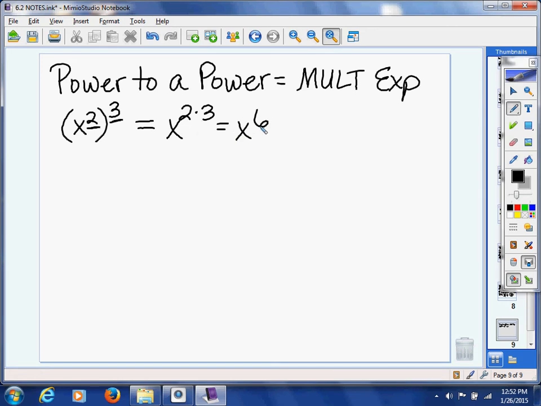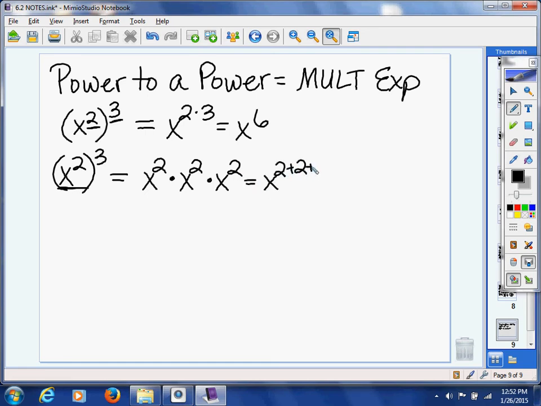What does it look like if you expand it out? Well, in expanded form, x squared raised to the third power means I'm writing x squared 3 times. That's x squared raised to the third power. And then, remember rule 1, base times base, I add these exponents together, and I'll get x to the 6th power.